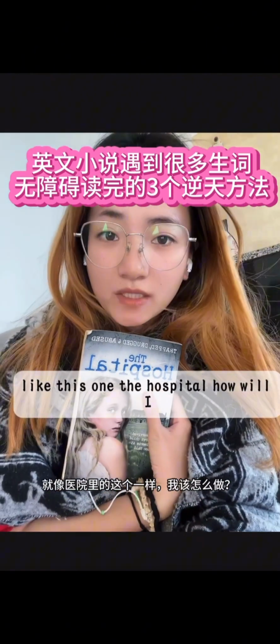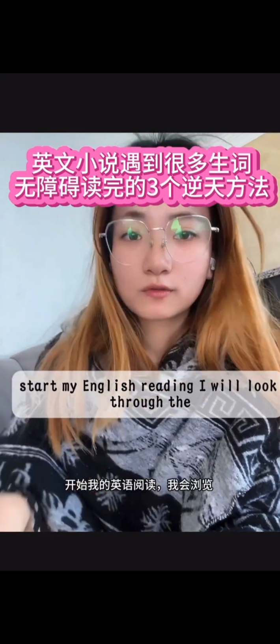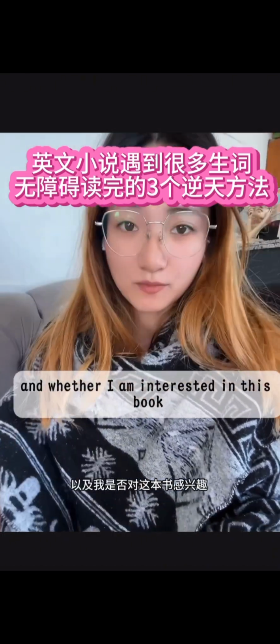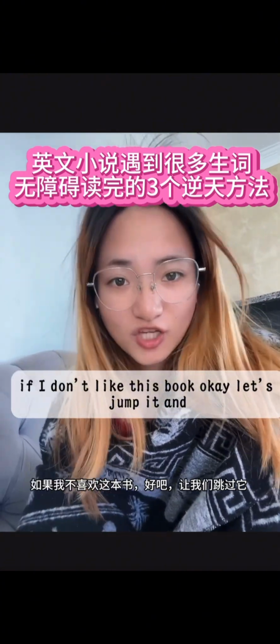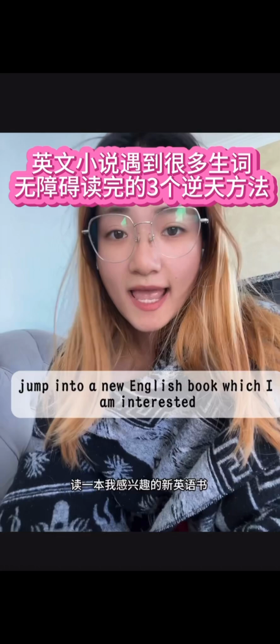Whenever I get a new English novel, like this one, The Hospital, how will I start my English reading? I will look through the abstract. What will this book tell me, and am I interested in this book? If I don't like this book, okay, let's jump to a new English book which I am interested in.